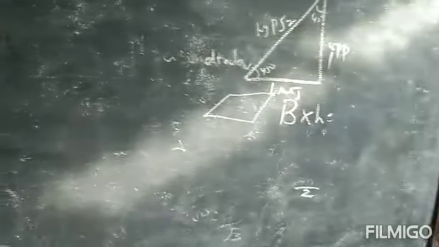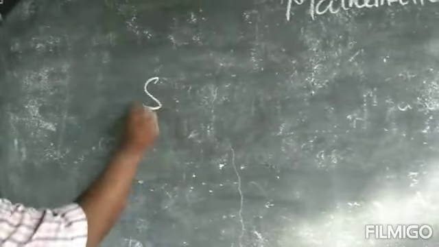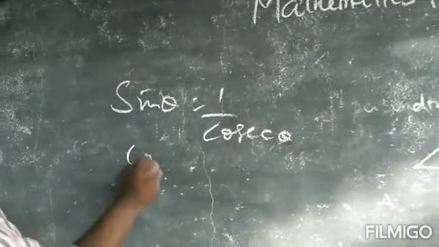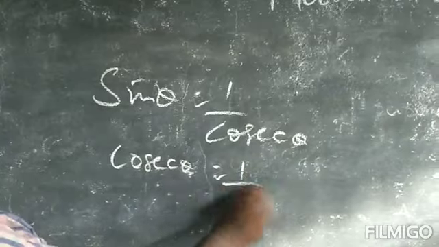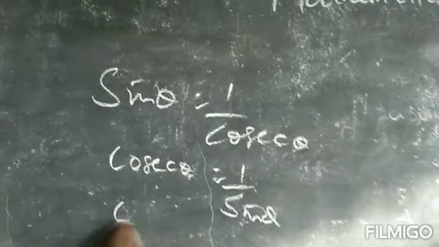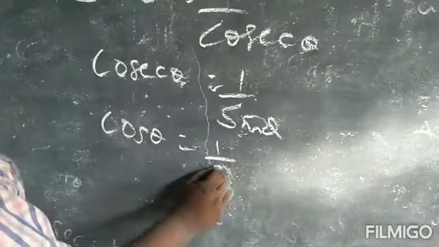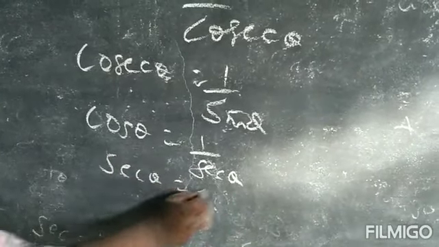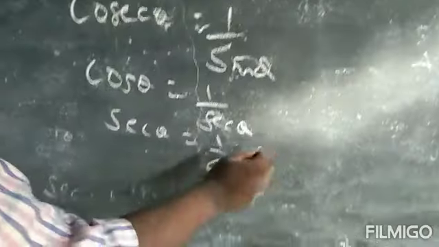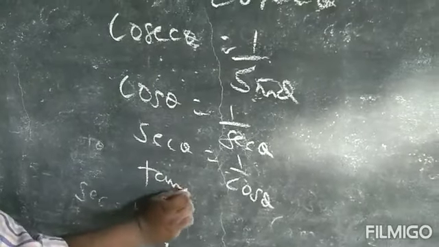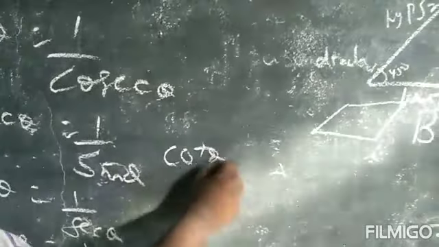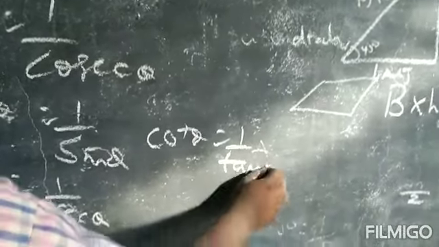So we have to know about the basic formulas connected to trigonometry. Sin theta is equal to 1 by cosecant theta. Cosecant theta is equal to 1 by sin theta. Cos theta is equal to 1 by secant theta. Secant theta is equal to 1 by cos theta. Likewise, tan theta is equal to 1 by cot theta, and cot theta is equal to 1 by tan theta.